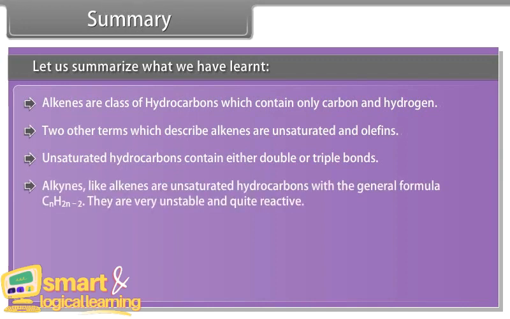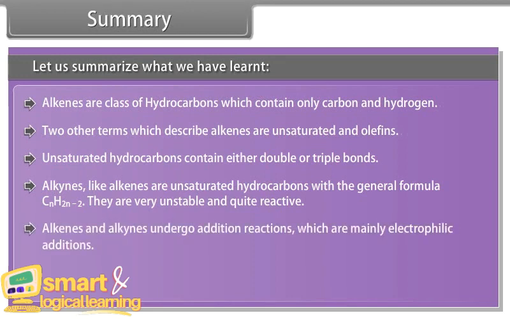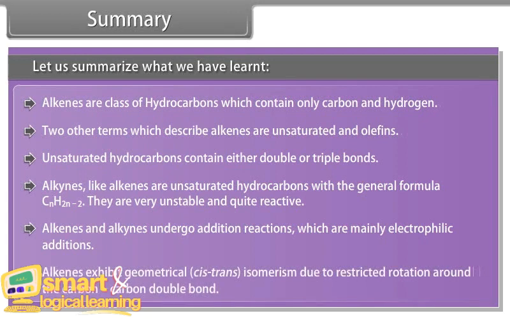Alkynes, like alkenes, are unsaturated hydrocarbons with the general formula CnH2n-2. They are very unstable and quite reactive. Alkenes and alkynes undergo addition reactions, which are mainly electrophilic additions. Alkenes exhibit geometrical cis-trans isomerism due to restricted rotation around the carbon-carbon double bond.